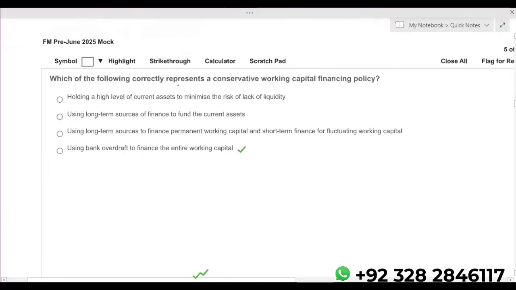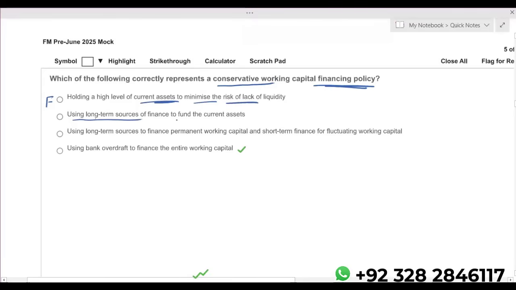Which of the following correctly represents a conservative working capital financing policy? In conservative working capital financing policy, more focus will be on long term. Holding a high level of current assets to minimize the risk of lack of liquidity. Actually, this is not a financing policy. You're talking about investment policy. The examiner is not asking us the investment policy. The examiner is asking us the conservative financing policy, not conservative investment policy.